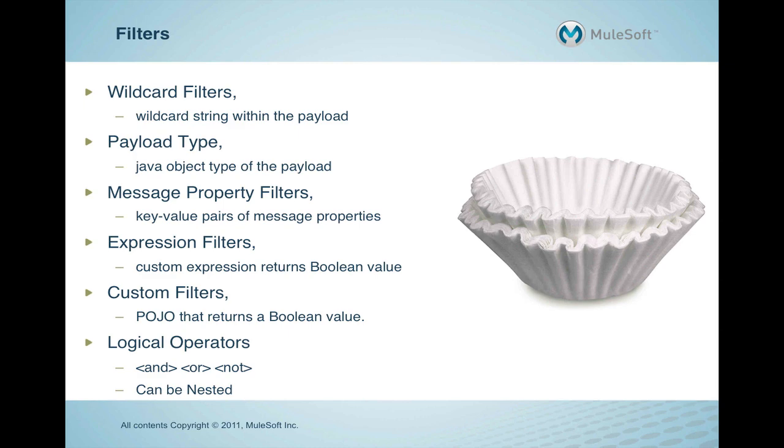There are many types of filters available in Mule. The most common built-in filters are wildcard filters, which filter on predefined wildcard strings within the payload. Payload type: we're going to filter on the Java object type of the payload. A message property filter uses the key-value pairs of message properties instead of a payload. An expression filter is a custom expression that returns a true-false Boolean value. And custom filters are custom Java POJOs that return a Boolean value.